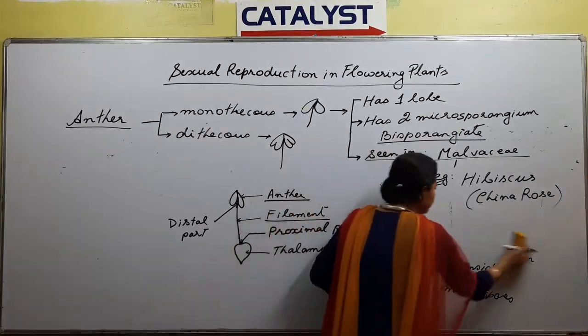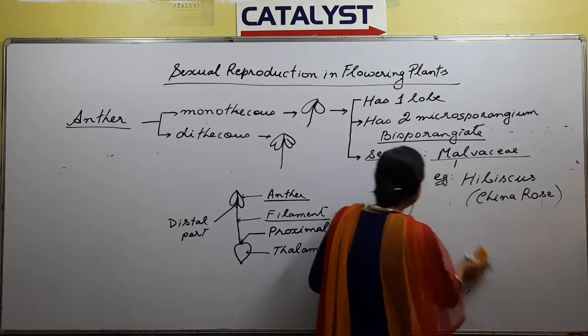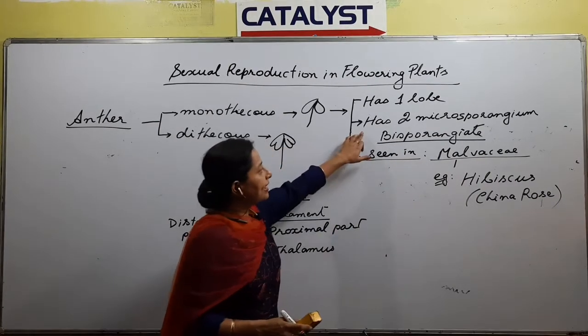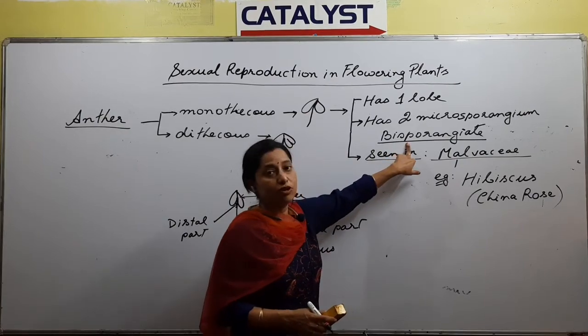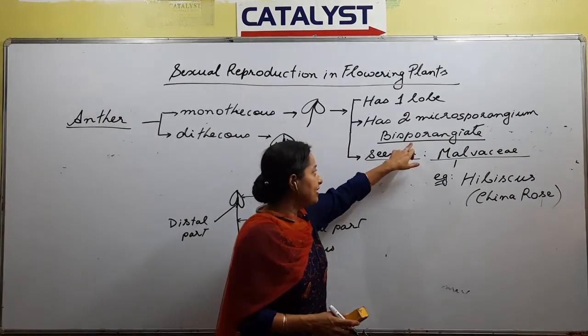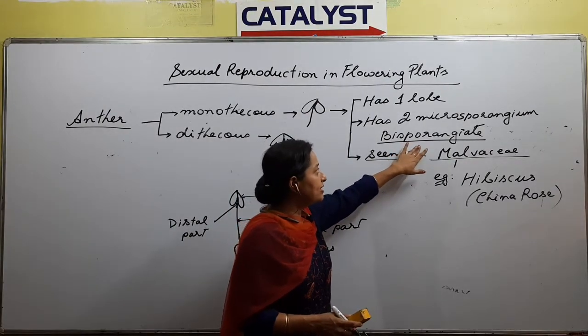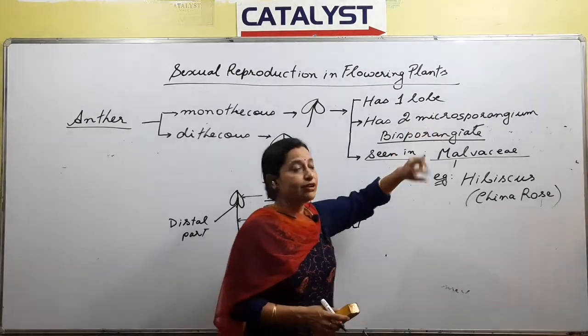So what did we say, that a single-lobed, unilobed anther, what is it that they are said to be? Why are they called as bisporangiate? Because they have two microsporangia.